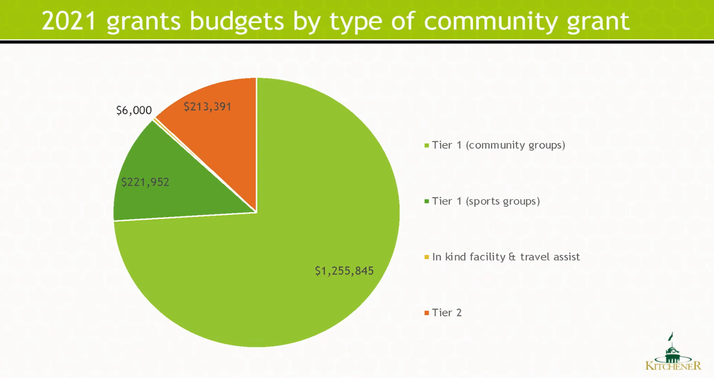As the pie chart on this slide illustrates, 87% of the 2021 grants budget was for Tier 1, both community groups and sport groups. Only about 13% was available for Tier 2 last year.